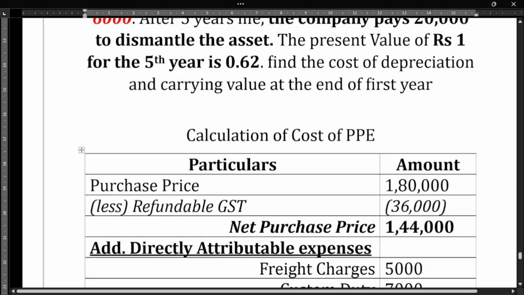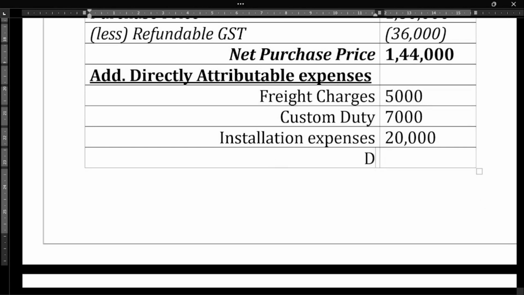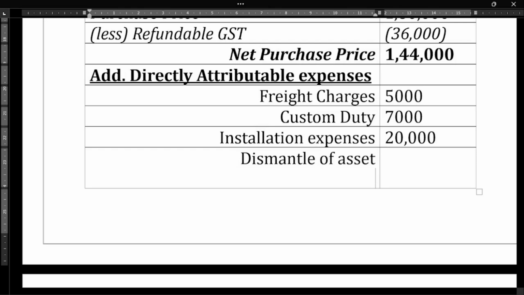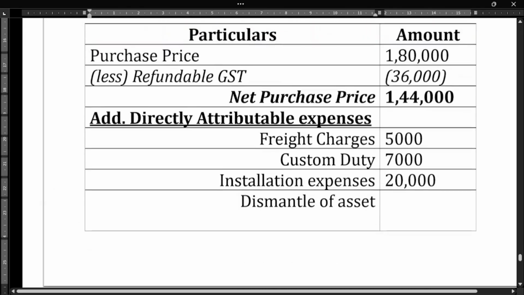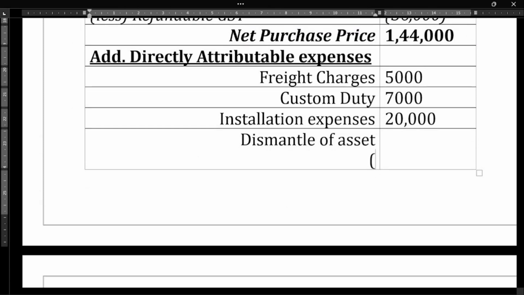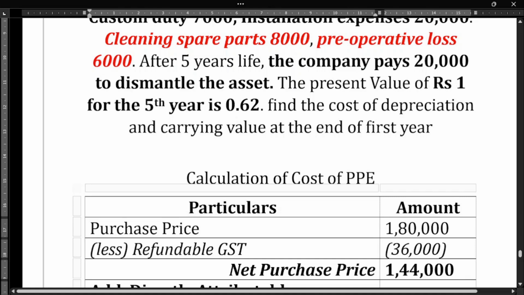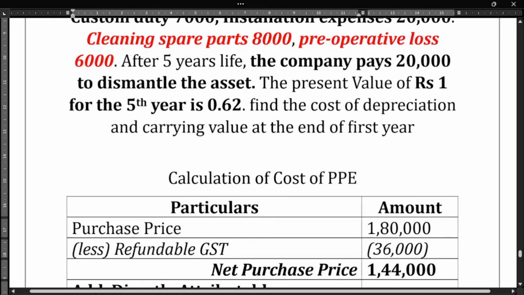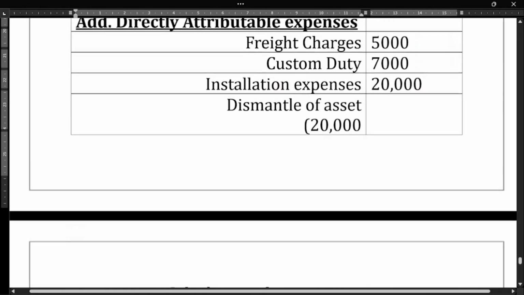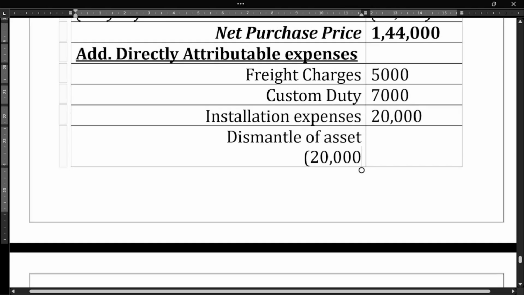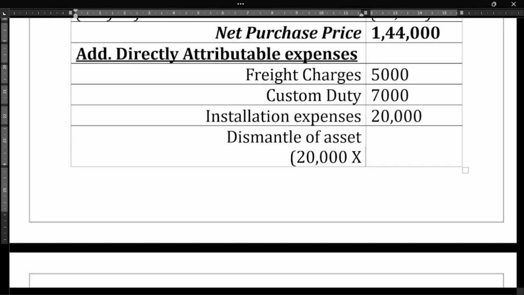Now the dismantling of the asset. How much is the value of dismantling? 20,000. But after 5 years the value of 1 rupee will become 0.62. So 20,000 into 0.62.